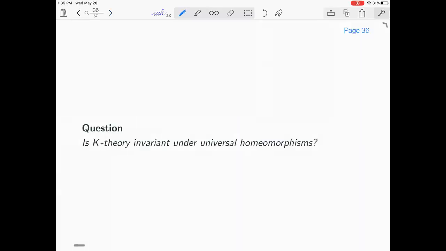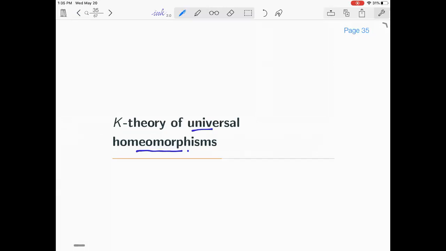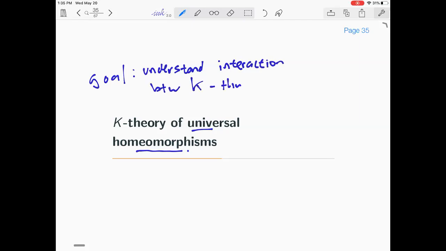Cool. So here's a question. The title of this talk was the K-theory of universal homeomorphisms. So the goal is to understand the interaction between K-theory, or some version of it, versus UH. You want to know how algebraic K-theory behaves with universal homeomorphisms. I don't know why anyone would ask this question, but somehow we did.